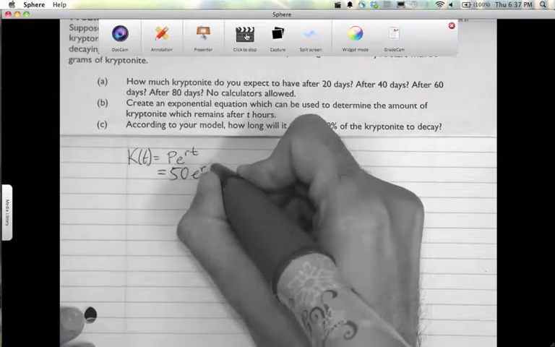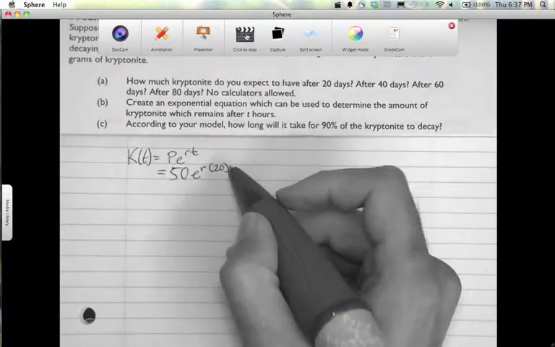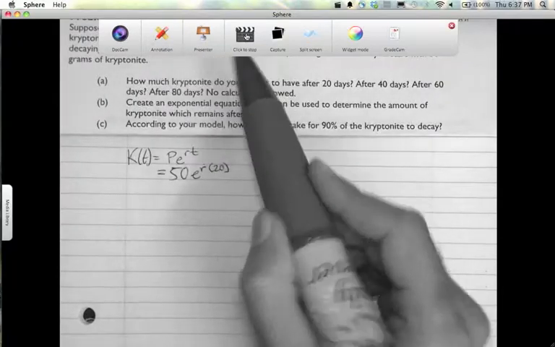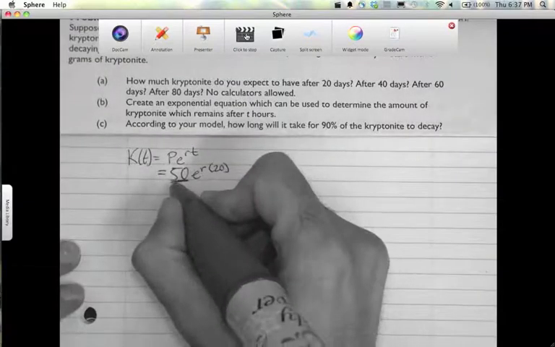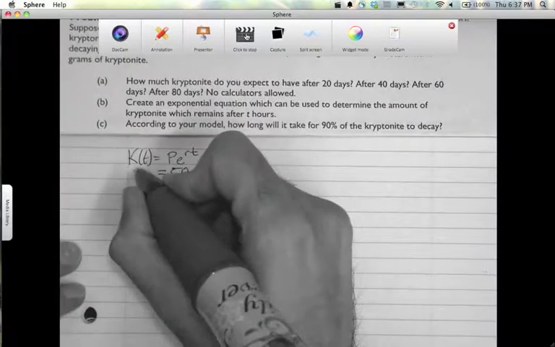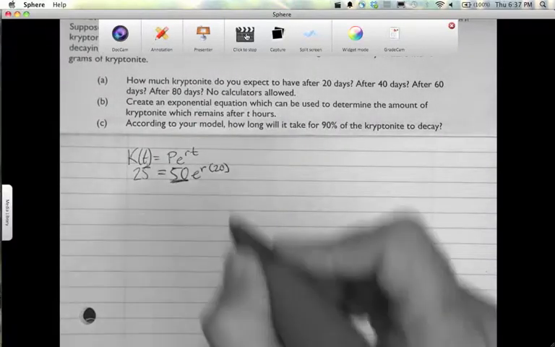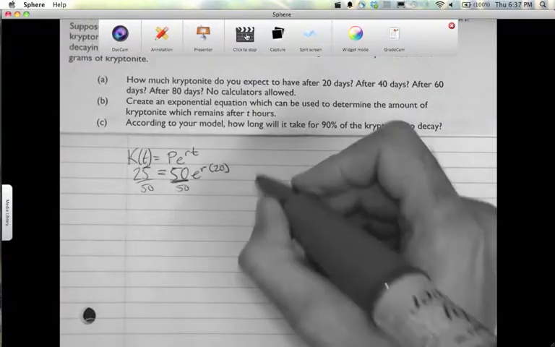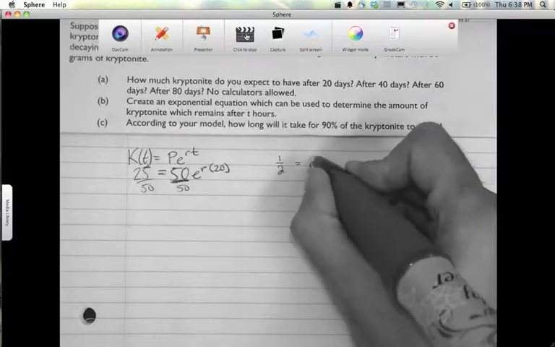If I plug 20 in here, that would be as if I was solving using the information of the half-life. And again, a half-life means that I'm going to eventually have half of the original amount. The original amount is 50, so I'll write 25 here. Now I need to divide both sides by 50, and of course that gives me that 1/2 is equal to e to the 20r.